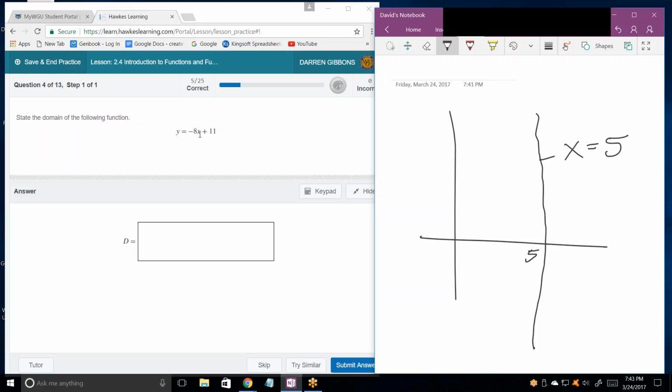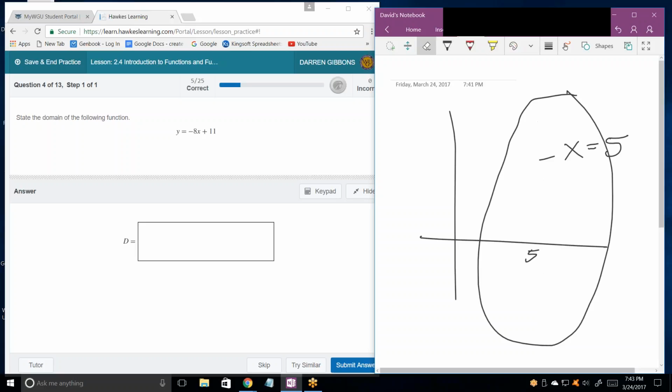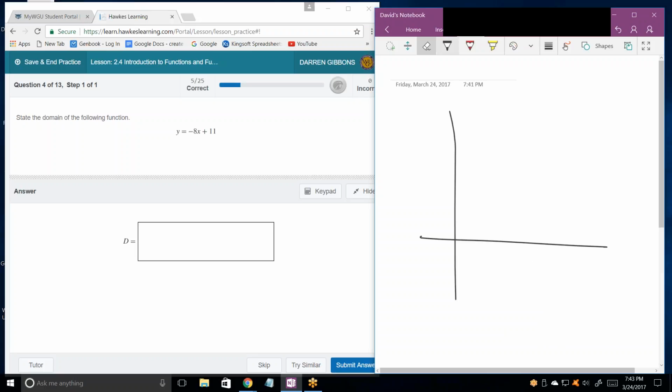So the only line that is not all real numbers for both domain and range would be a vertical line. And a horizontal line, now that I think about it. In other words, let's put a horizontal line up there at 4. Well, now the domain is all real numbers, but the range is y equals 4 only.